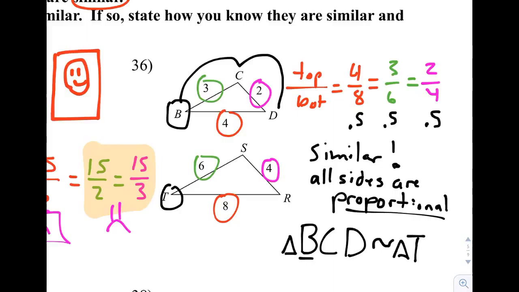The second one I picked, C, is between the green and the purple, and that in this case is going to be side S. So I'm going to go T, S, and then the last one's going to have to be R. So triangle BCD is similar to triangle TSR. They went in the same order on top and bottom this time. They don't always, so just be aware that you do want to look for which side matches with which.